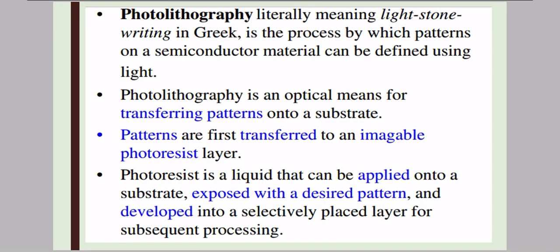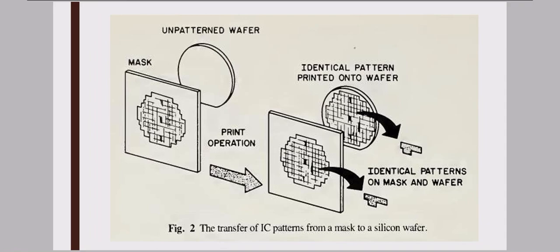Photoresist is basically a liquid that can be applied on a substrate, and when it is exposed with a desired pattern and developed, some sort of design is created on your substrate. Whichever portion we need to keep, we will keep, and the rest of the portion we will etch away. Etching means removal of unwanted material.